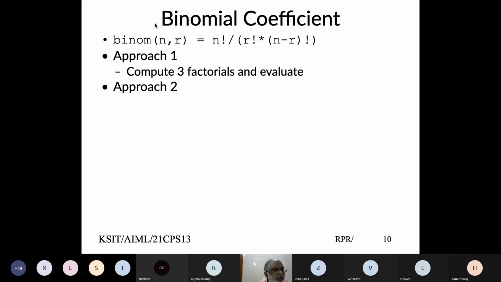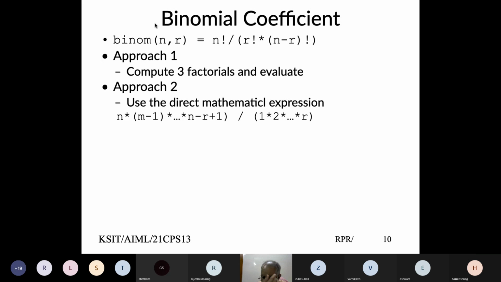In the second approach, we look at a more efficient way. Rather than computing all the factorials, can we do something more efficient? That approach will look at a direct mathematical expression. And the third is called recursion. When we deal with recursion, we will come to computing this nCr.